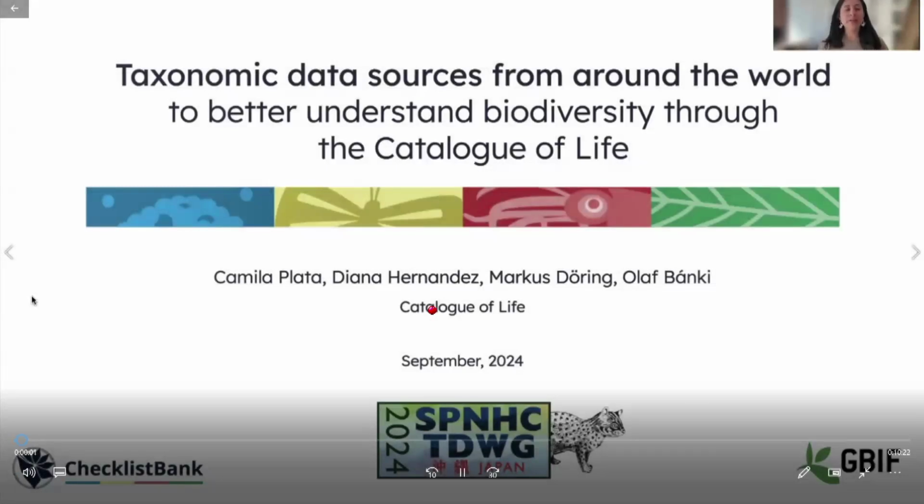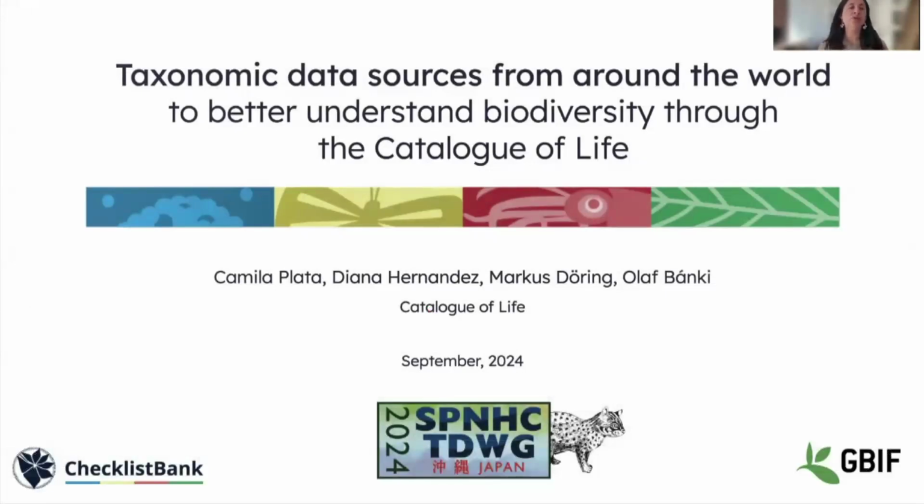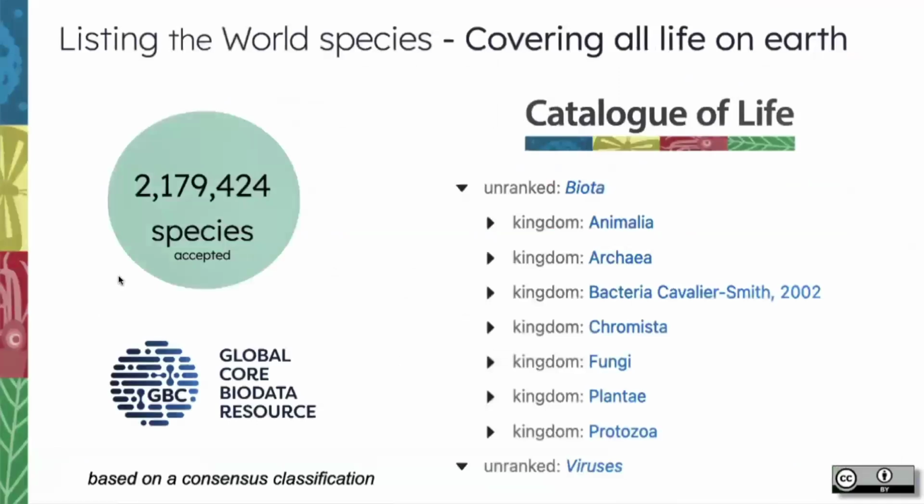Hello everyone, I'm Camila Plata, and today I'm going to talk about the taxonomic data sources from around the world that are helping us to make a better Catalogue of Life. Catalogue of Life is a list of the world's species covering all life on Earth, based on a consensus classification and maintained by hundreds of taxonomists. It is used by researchers and by different infrastructures as the main part of their taxonomic backbone.